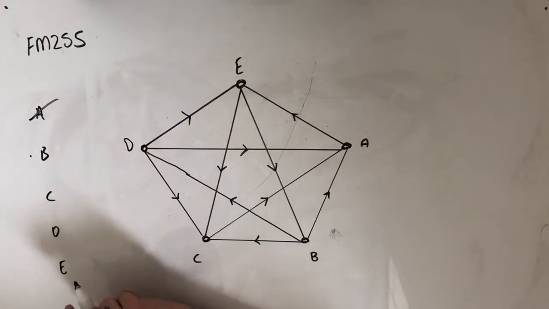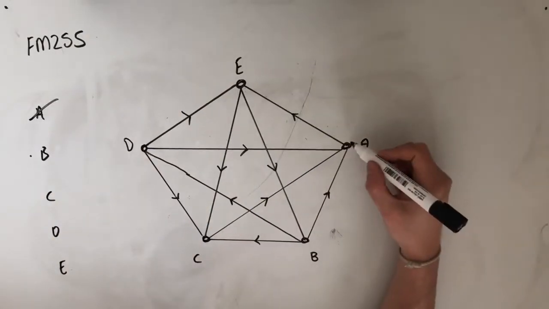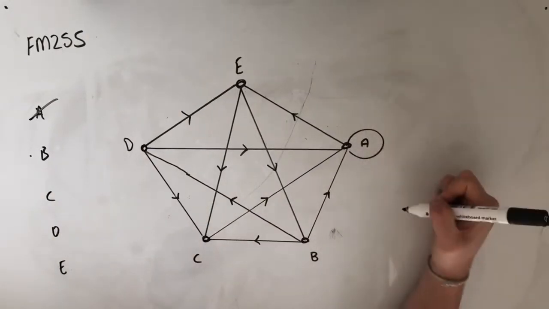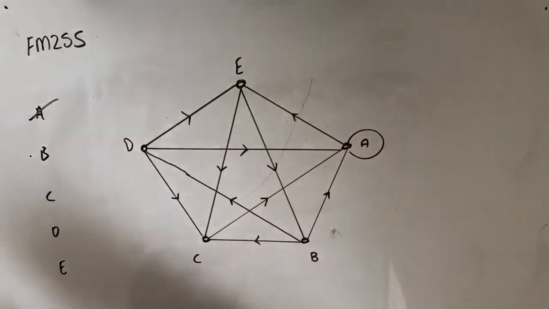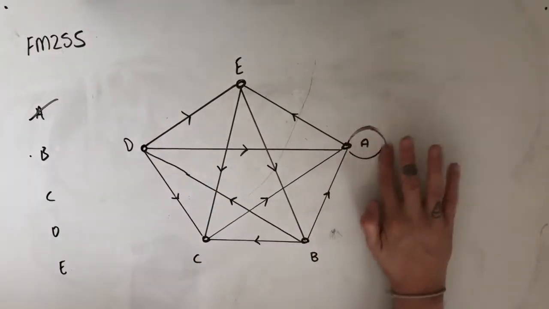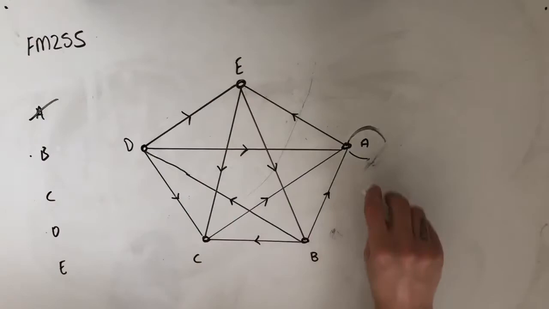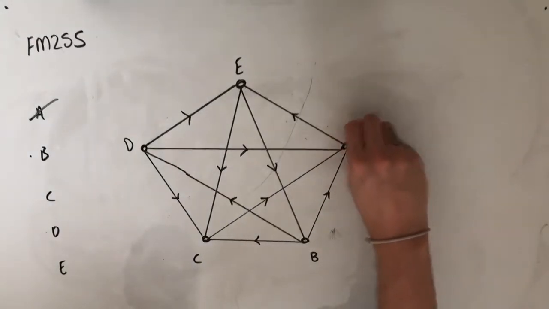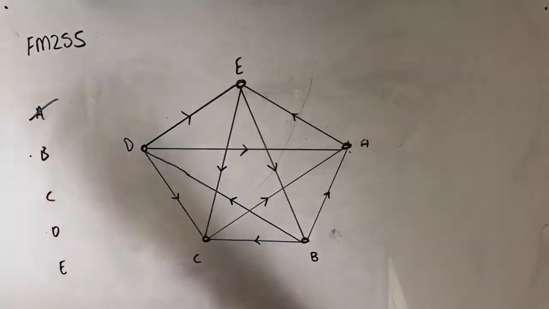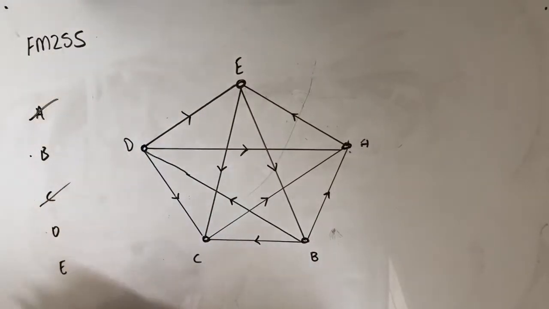Option C says a loop. Now a loop, as you're maybe aware by now, would be just an edge that connects back to the same vertex, which of course we don't have any loops in this current graph. So our answer is not C.